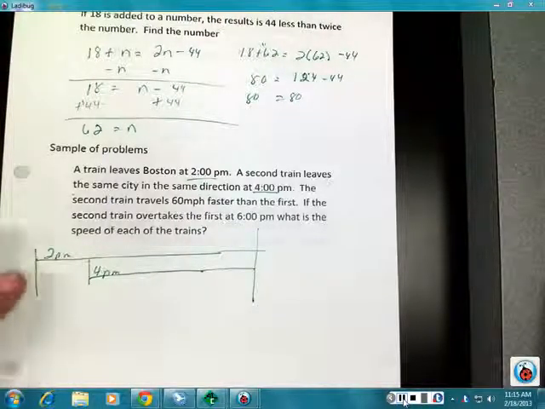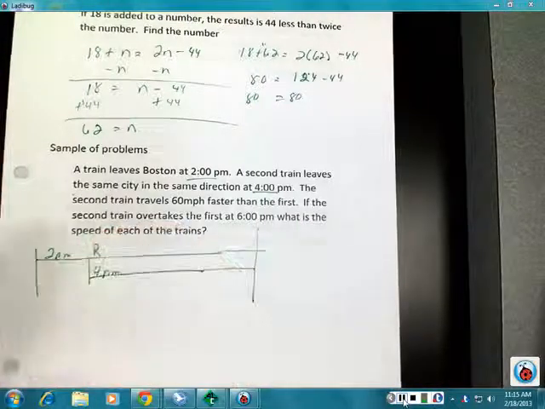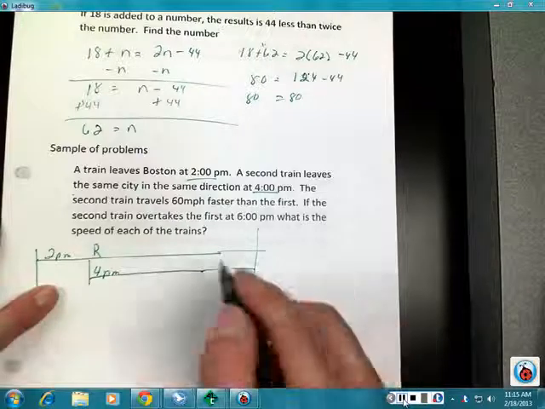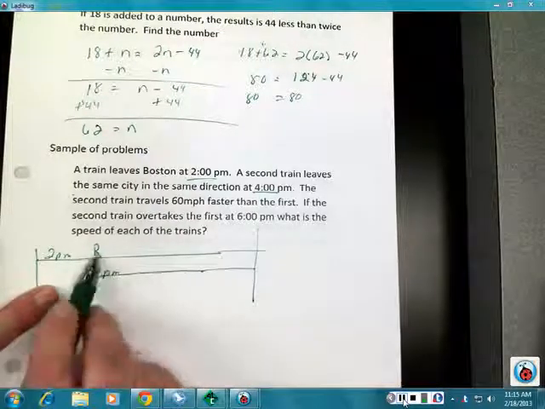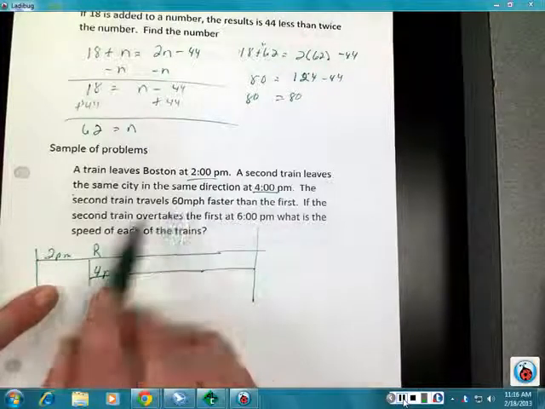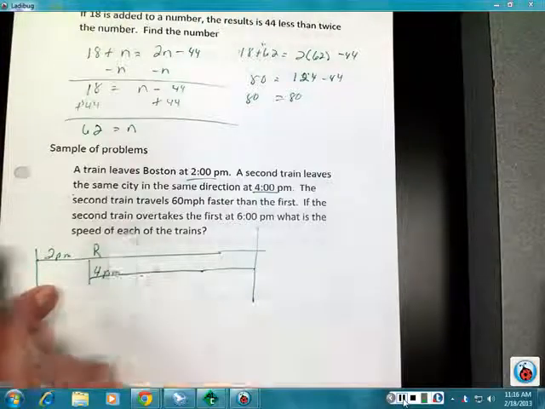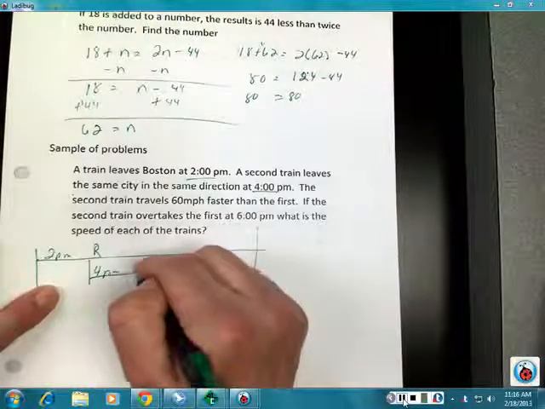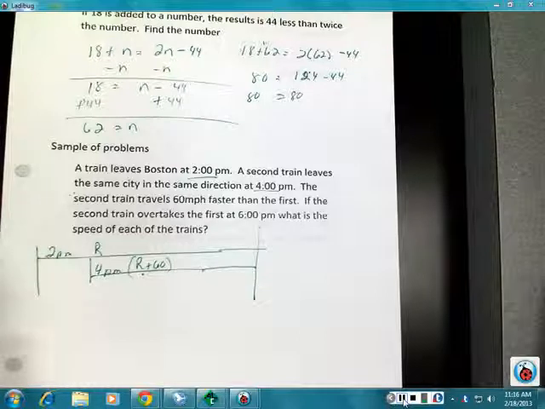What don't I know? The first one, I don't know what its rate is, right? But what do I know about the second one? It's going 60 miles per hour faster. So what does that mean? If this one's traveling at 40 and this one's going to go 60 miles faster, it means it's going to be traveling at 40 plus 60. So if I don't know how fast this one's traveling, but I know this one's traveling 60 faster, that's going to be R, so R plus 60, or 60 plus R, whichever you want to use.